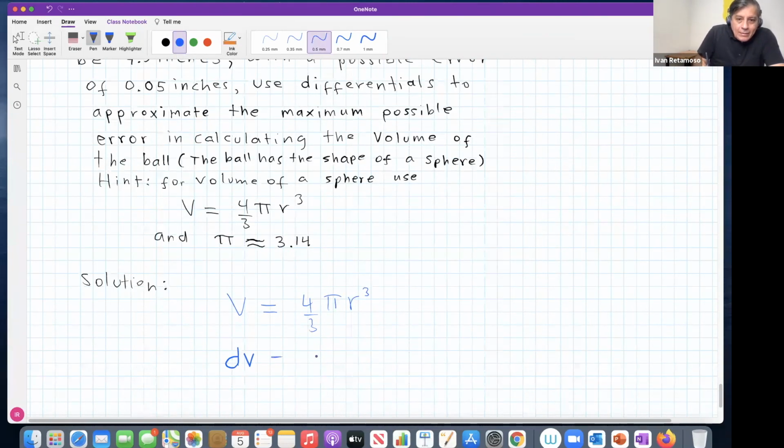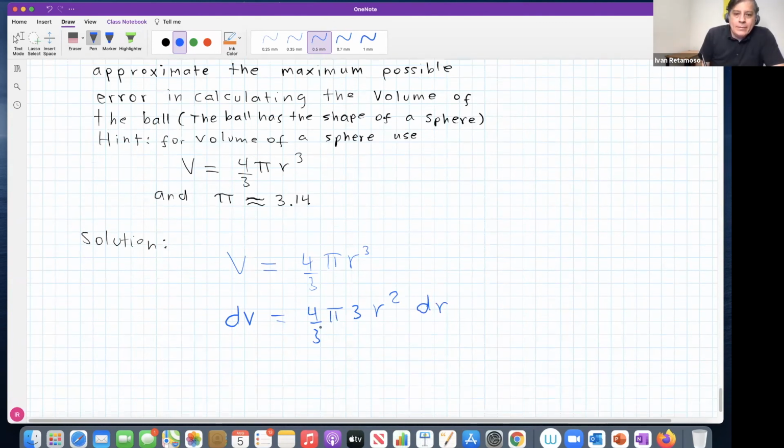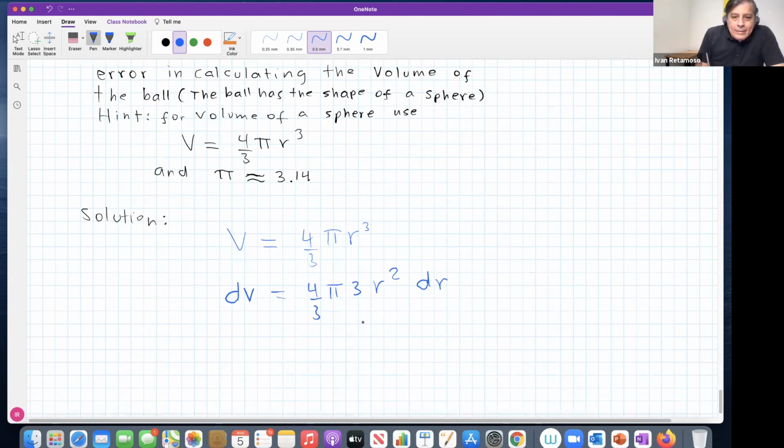dV, here I'm going to write the derivative. What's the derivative of this? 4/3 pi is a constant, 3 comes down, r stays with one less, r squared, and then here the dr. So it was supposed to be dV over dr, but the dr appears here. Now, this is the relationship between these two differentials: differential of volume, differential of the radius. Now the trick here is this. The differential of the volume, which is going to be considered the maximum error for the volume of this ball, should be equal to what?